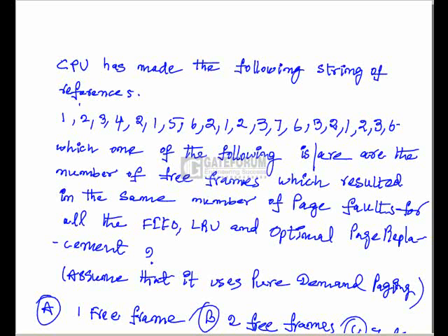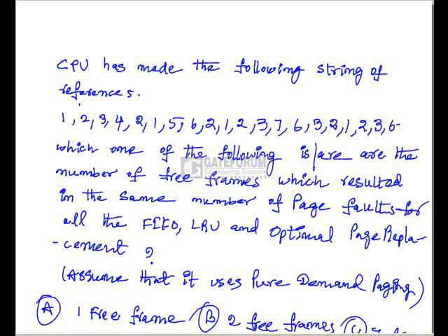CPU has made the following string of references. The references are 1, 2, 3, 4, 2, 1, 5, 6, 2, 1, 2, 3, 7, 6, 3, 2, 1, 2, 3, 6. So these are the references that are made by the CPU. Which one of the following is the number of free frames which resulted in the same number of page faults for all the FIFO, LRU and optimal page replacement? Assume that it uses pure demand paging.